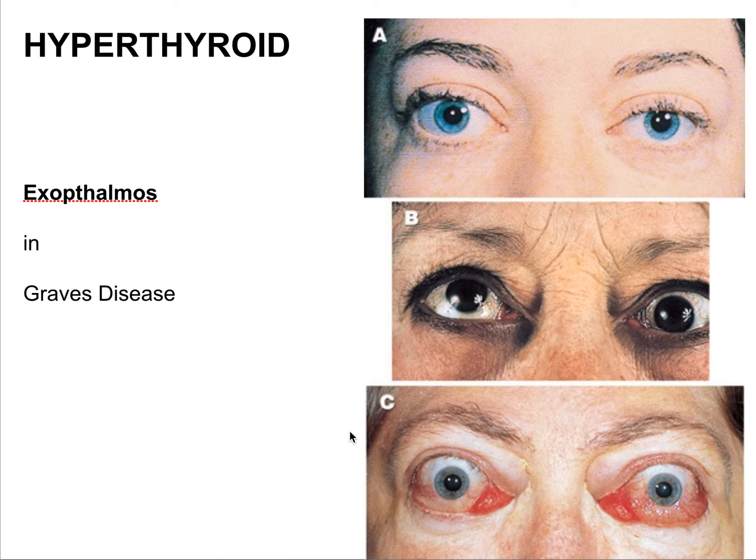So here's hyperthyroid. When you're on the thinner side, you're more active, you're really, really hyper. It could be from being hyperthyroid. So exophthalmos is the bottom one, see? It's a protrusion of the eyes, characteristic of hyperthyroid.